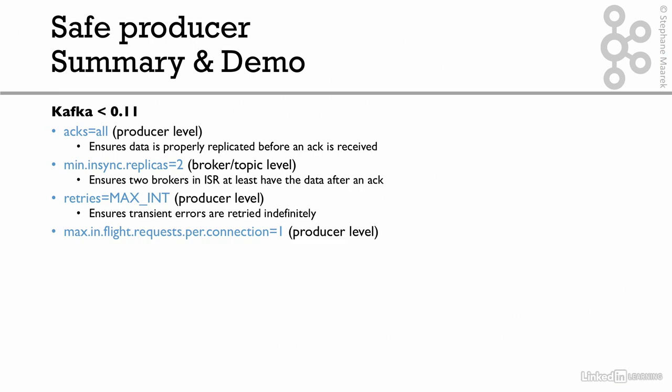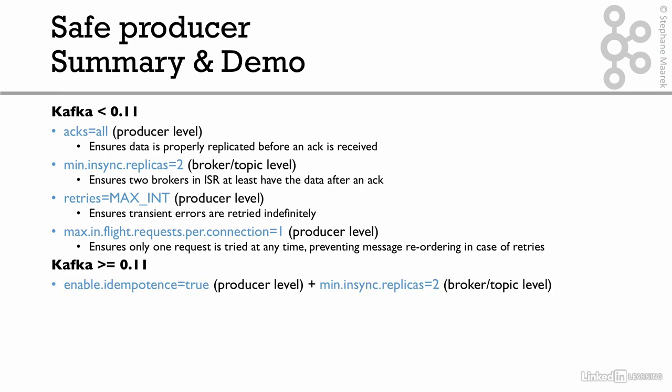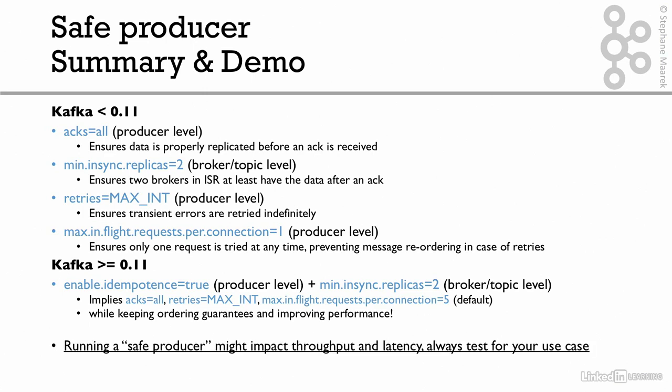Okay, if you don't mind ordering, then set it to 5, leave it as is. Now if you have Kafka greater than 0.11, then we'll just say enable idempotence equals true at the producer level and min insync replicas equals 2 at the broker and topic level. And as we said before, when we enable idempotence, that implies that acks equals all, that retries is max integer, and that max in-flight requests per connection is 5, okay? It also manages to keep ordering guarantee and improve performance at the same time, which is quite impressive. And we also don't get any network duplicates.